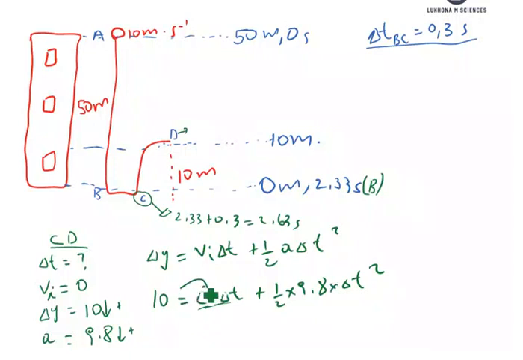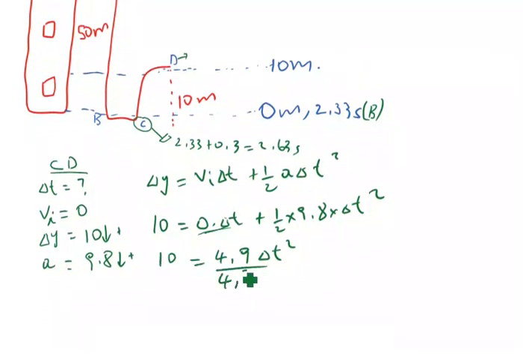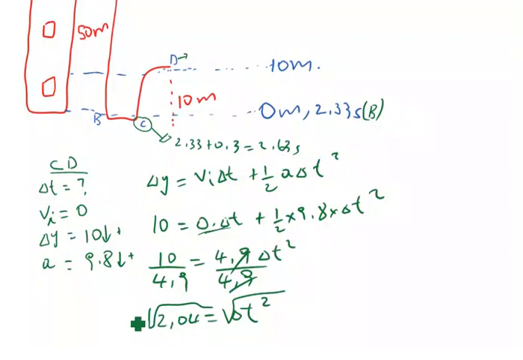There's no need to transpose since we have two terms. So we have 10 equal to 0 plus 4.9 delta t squared. Then we can just divide both sides by 4.9. So we have delta t squared equals 10 divided by 4.9, which is 2.04. Then take the square root, so it's plus or minus.